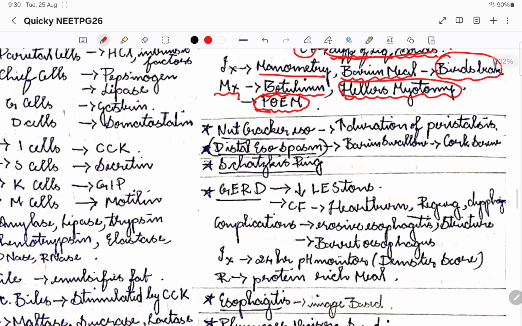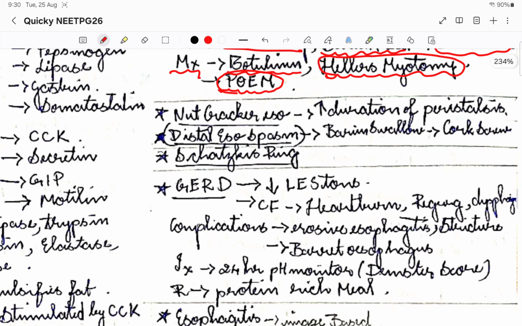Then there is something called nutcracker esophagus, also called distal esophageal spasm, where there is increased duration of peristalsis, which will cause increased spasm in the esophagus. This will have a specific pain, just like chest pain. When we do a barium swallow, we'll get to see a corkscrew-like appearance. So this is specific to nutcracker esophagus.